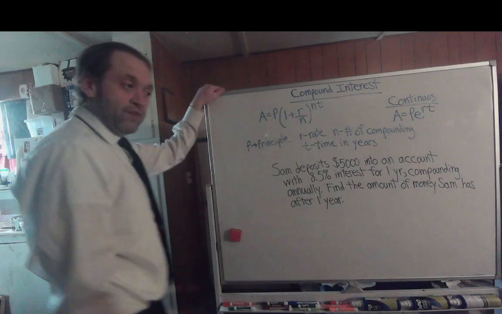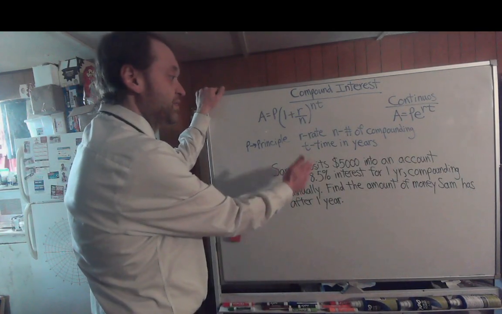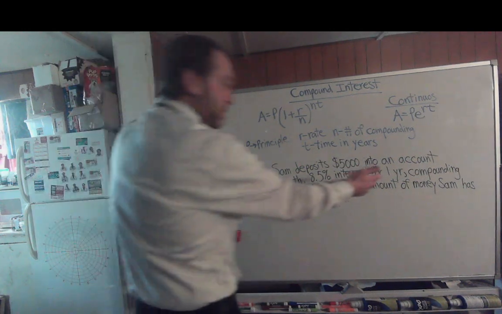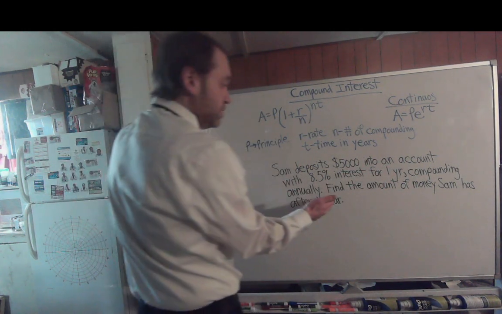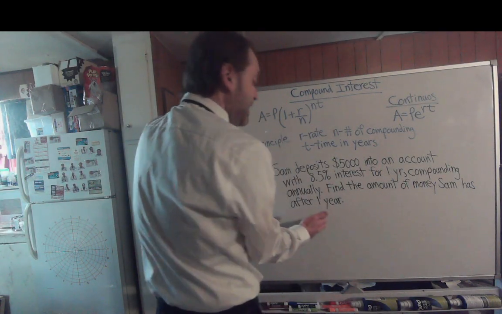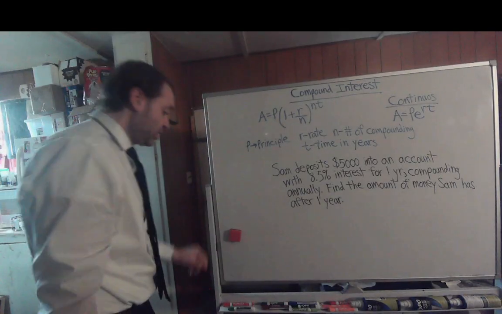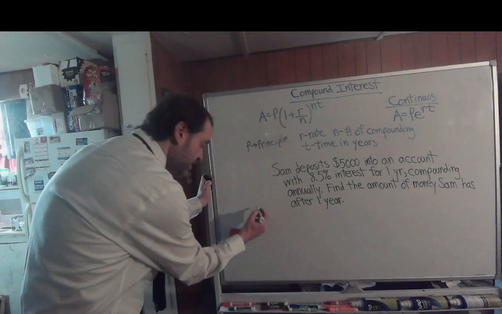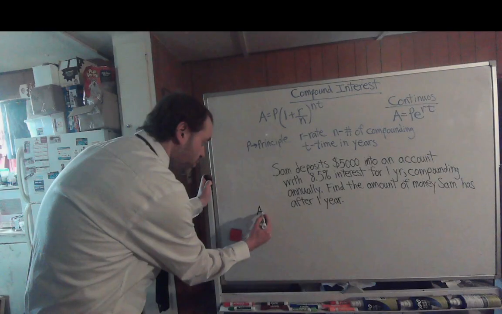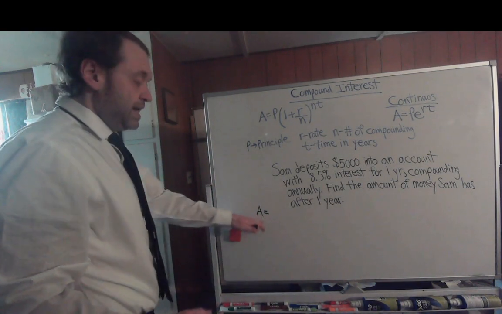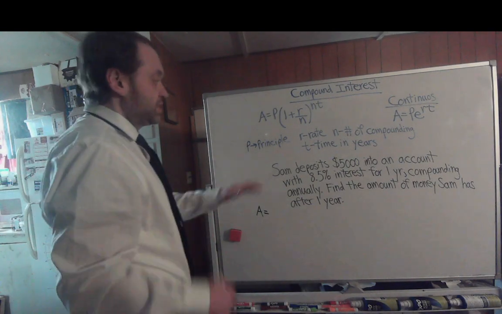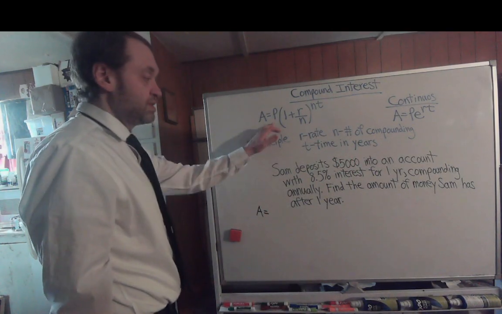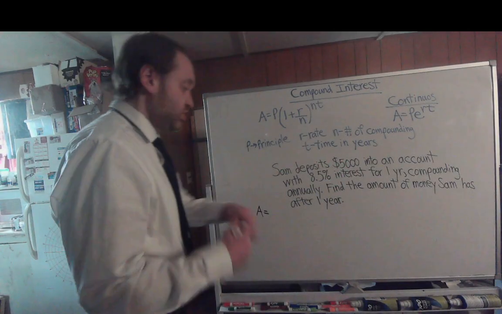So we have a problem here where Sam deposits $5,000 into an account with 8.5% interest for 1 year, compounding annually. Find the amount of money Sam has after 1 year. Okay, so here's how you got to approach this. We want to find the amount he's going to have after 1 year with one compounding. So A, of course. Now let's read the problem. Sam deposits $5,000 into an account. So the principal is $5,000. That's what he's initially investing.